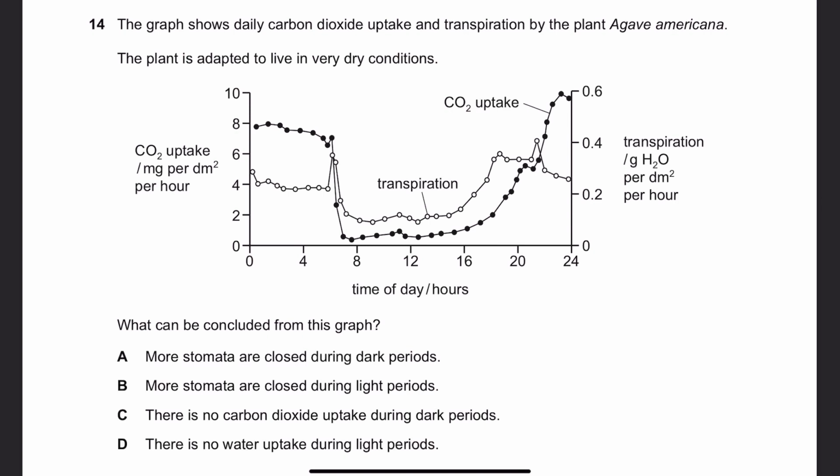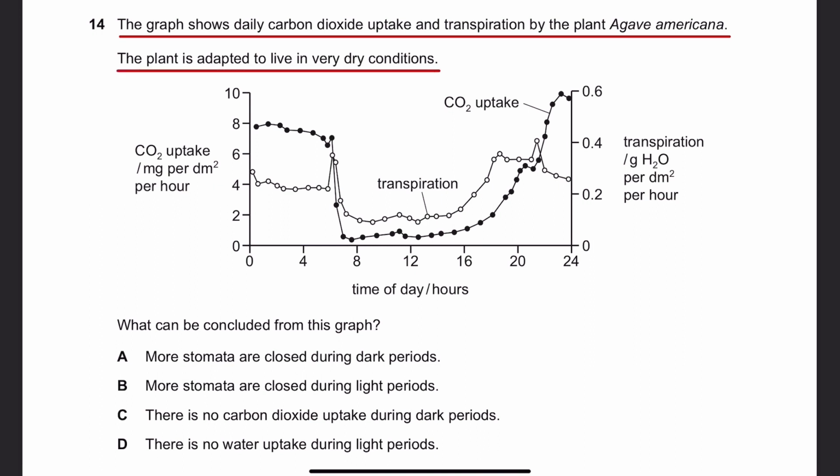Number 14. The graph shows daily carbon dioxide uptake and transpiration by plant Agave americana, or Agave. The plant is adapted to live in very dry conditions. What can be concluded from this graph? Let's have a look at this graph.